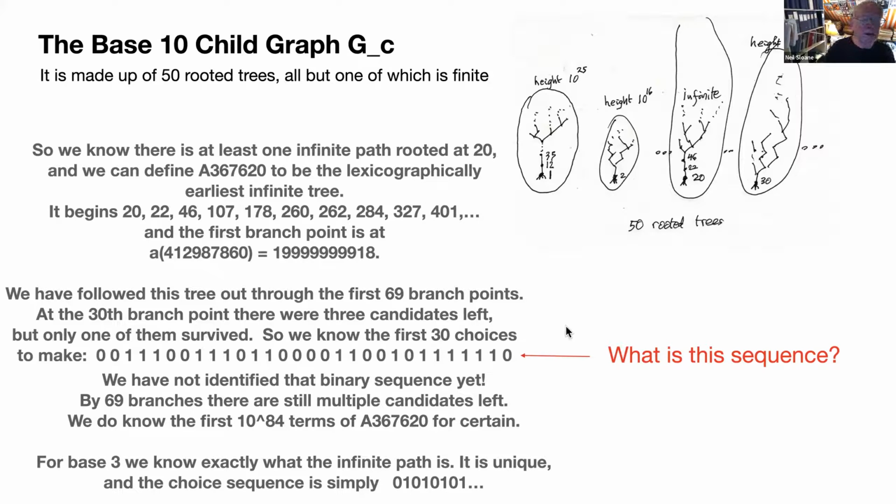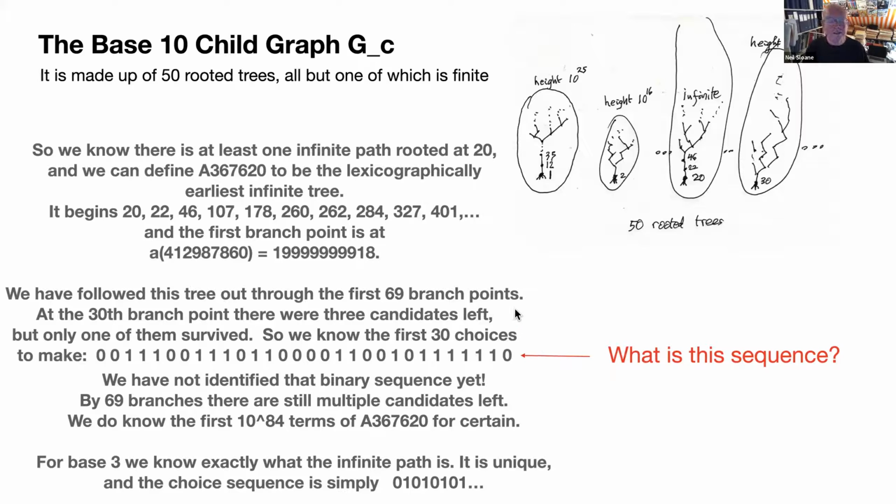And then you keep going and you come to another branch point. And again, we've found out that you should take the lower branch. And we've followed these branches and all of their possible outcomes through the first 69 branch points. And the sequence that tells you which branch to take is this binary sequence, 001100111101, and so on. And this is not in the OEIS, and I don't see any pattern to it.